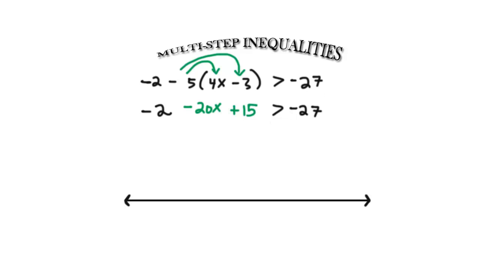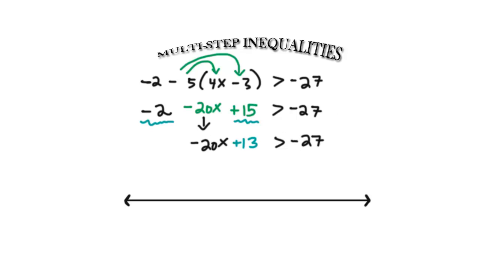Alright, so now we have the negative 2, right? This negative 2 and this positive 15 that we want to combine. So when we combine it, we're going to get positive 13, right? So we're cool with that. And let's bring down this negative 20x, right? And greater than negative 27. Let's bring that one down.